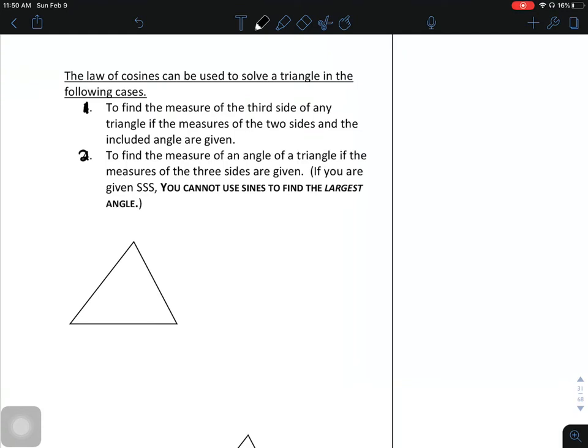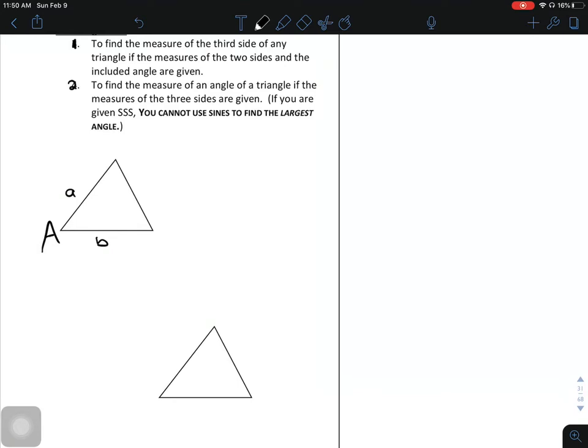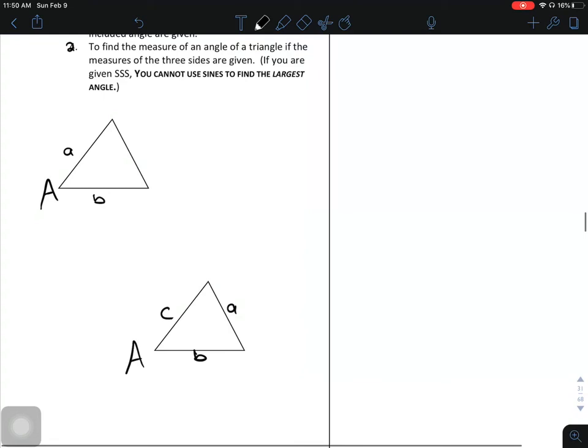You can use law of cosines to find the measure of the third side of a triangle if you're given 2 sides and the included angle. Or to find the measure of an angle of a triangle if the measures of 3 sides are given. So let's say that we're given these sides, and you want to find any of the angles. You're given 3 sides, and you want to find any angle, you can use law of cosines. I just remember it as: I can use law of cosines whenever law of sines doesn't work.